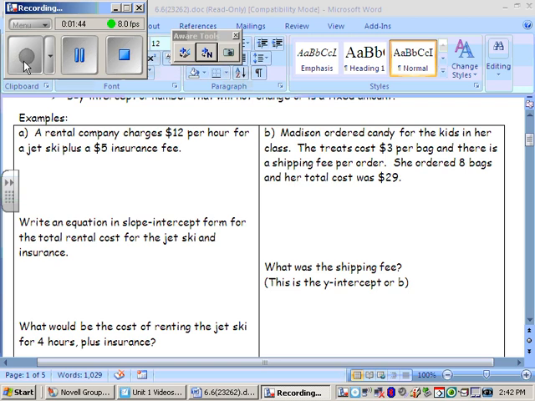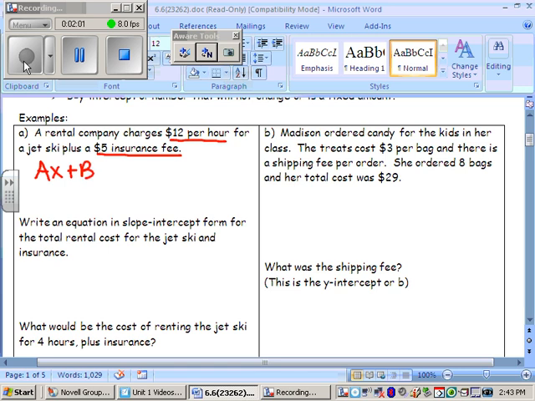In this first problem, it states that a rental company charges $12 per hour for a jet ski plus $5 for an insurance fee. So we want to decide, first of all, which equation will we use? Will it be standard form? Or will it be slope-intercept form? Now just to remind you, standard form requires that you know the total cost or amount of whatever it is the problem is talking about. Slope-intercept form, usually the total cost is not given.